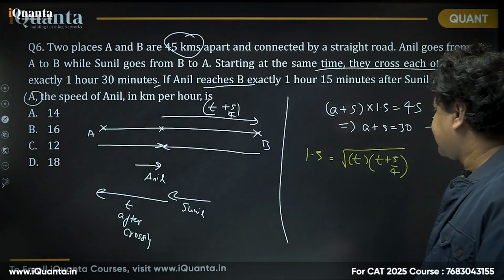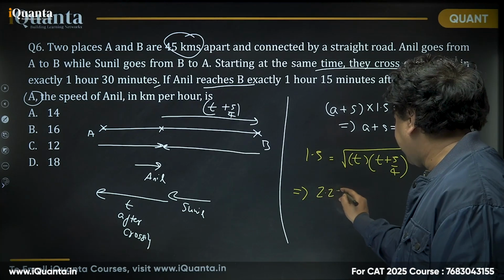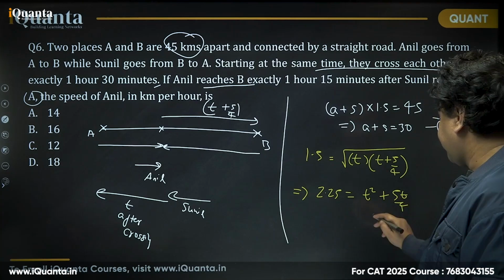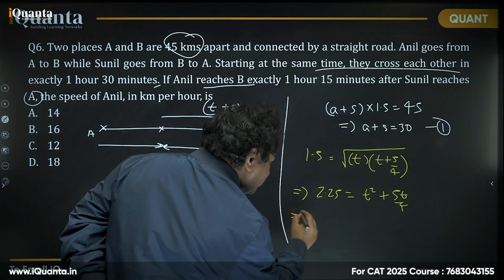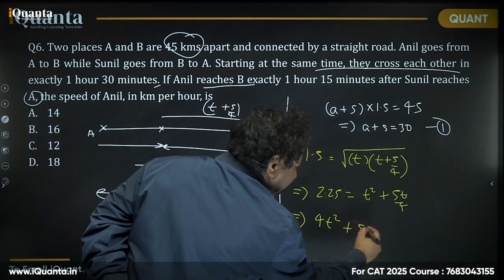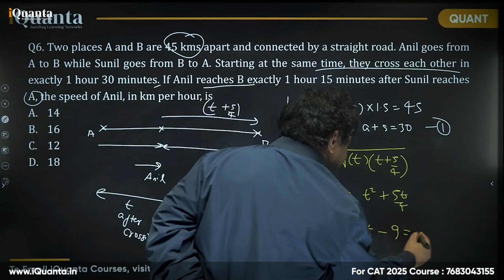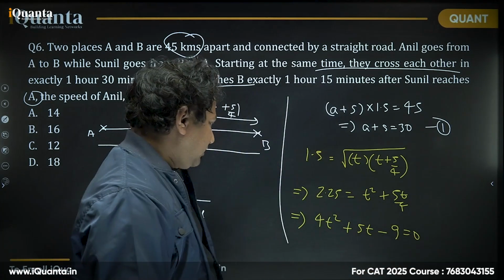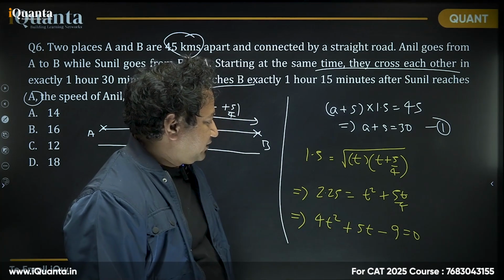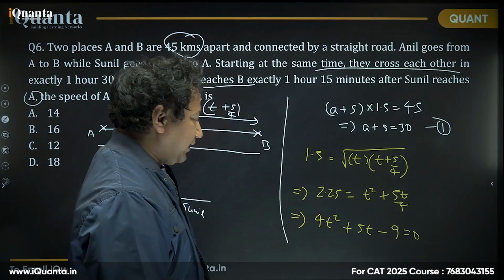Perfect. Let's do that. So if I take the square of both the sides, I'll get 2.25 to be equal to T square plus 5T by 4. Let's multiply 4 everywhere. So I will get 4T square plus 5T minus this 4 into 2.25 is 9. Minus 9 is equal to 0. Let's try to solve for T. 4 9s are 36. Here we have 5, 36. So yeah, 9 minus 4. Okay, so we can break it.